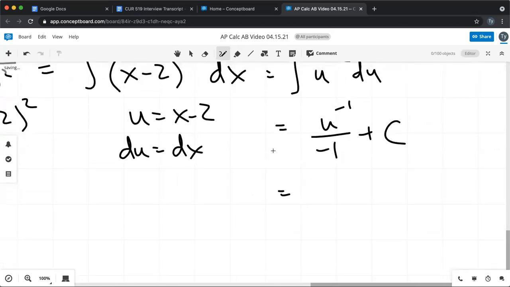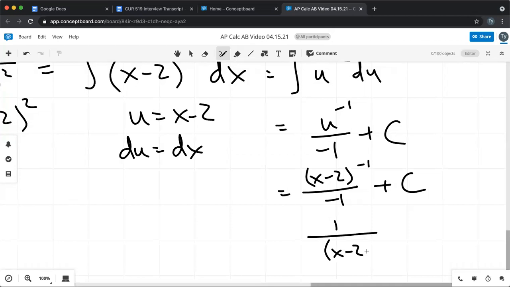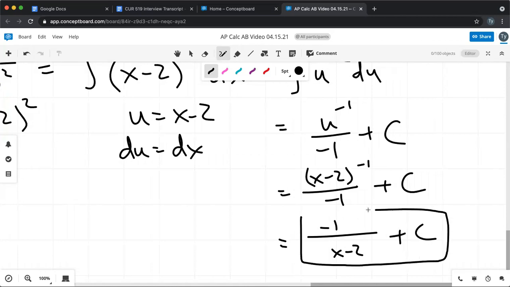Finally, let's plug back in for u. We get x minus 2 to the negative 1 divided by negative 1 plus c. You can leave it like this, or you can rewrite it a little bit. We can move this to the denominator. So we have 1 over x minus 2 to the 1, so I don't need to write those parentheses. But we also have this negative, so we want to make the numerator negative. There are a few different ways to write this nicely. Again, you can just leave it like this, totally fine.